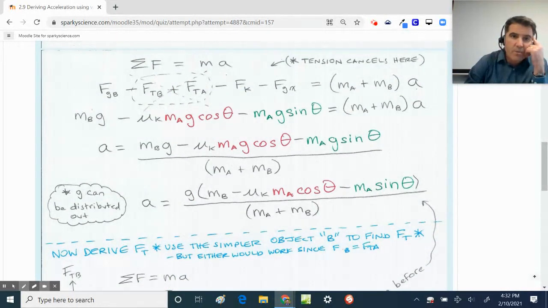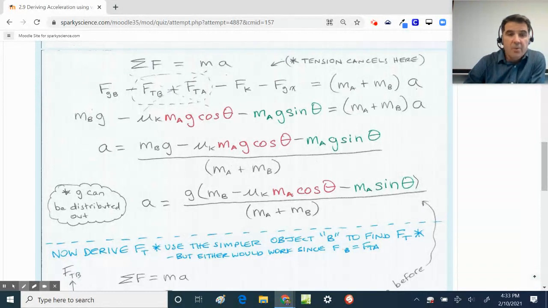So my sum of forces equals mass times acceleration: the force of gravity of B pulling down, minus the force of tension on B, plus the force of tension on A, which is pulling it up, minus the force of kinetic friction, minus the force of gravity in the x direction, equals m times a. Remember, we're doing it with our system, so it's both blocks, mA and mB. The tension cancels. If this is a million minus a million, it doesn't really matter. They cancel, so we'll just get rid of them right now.